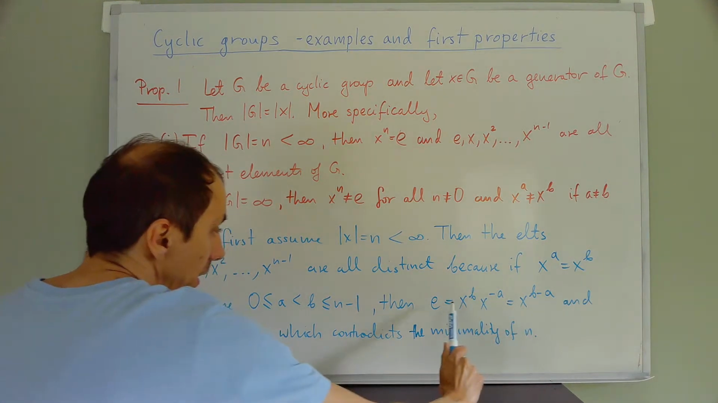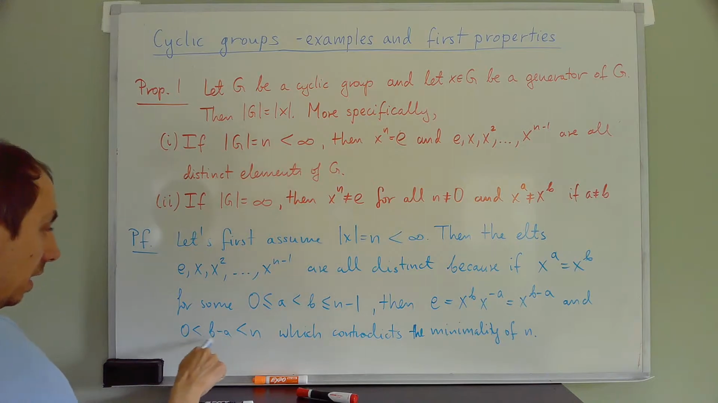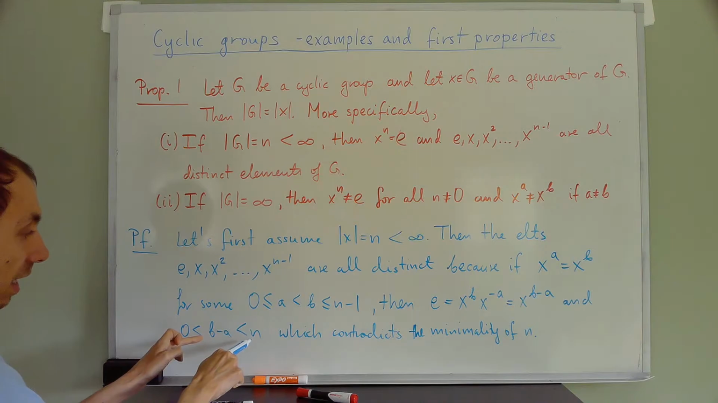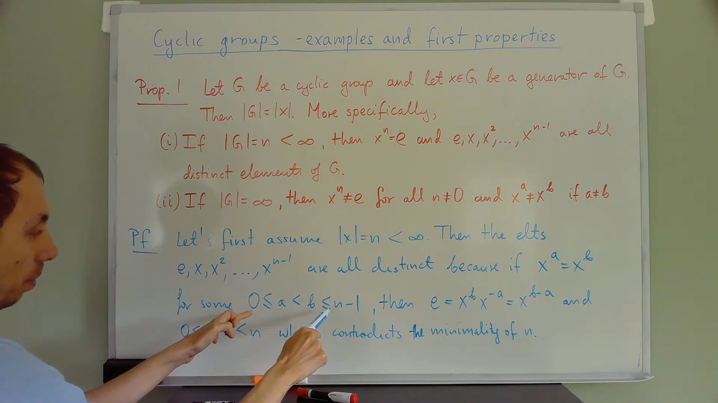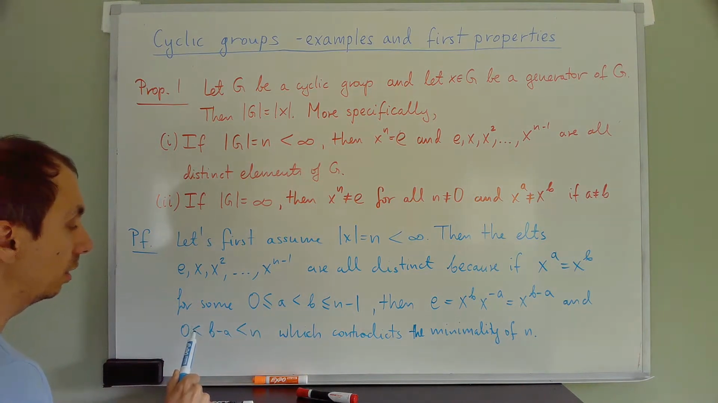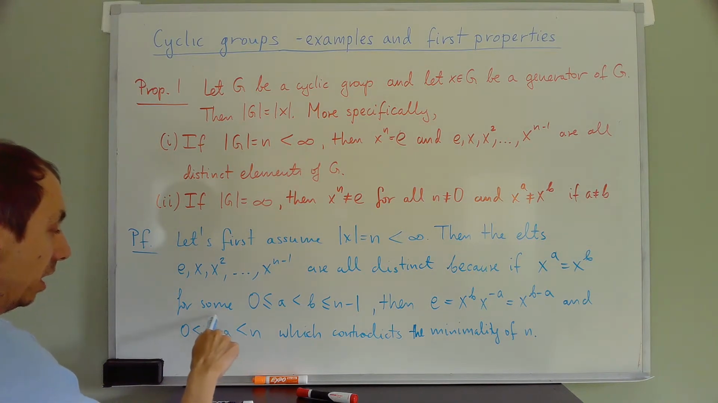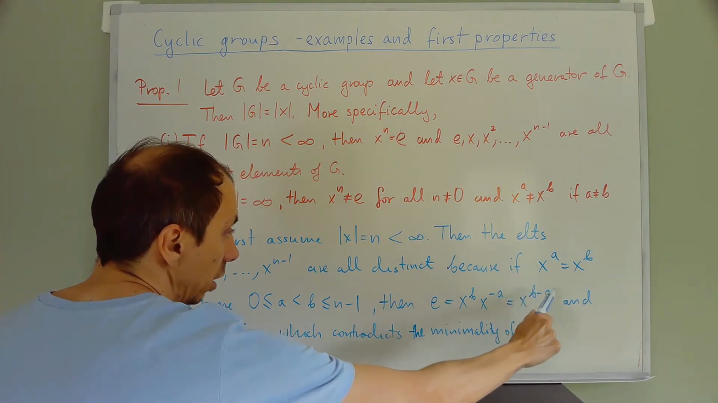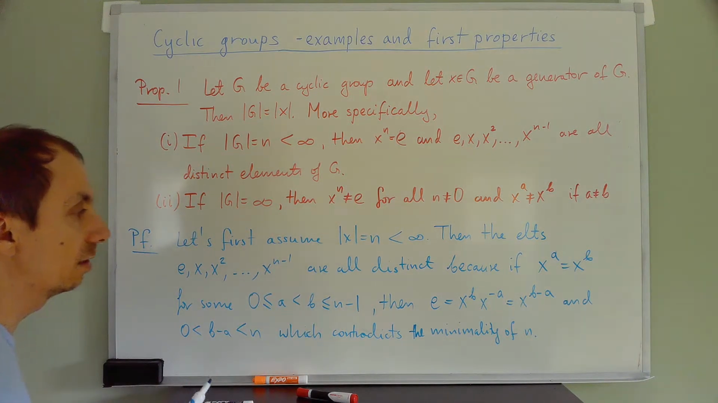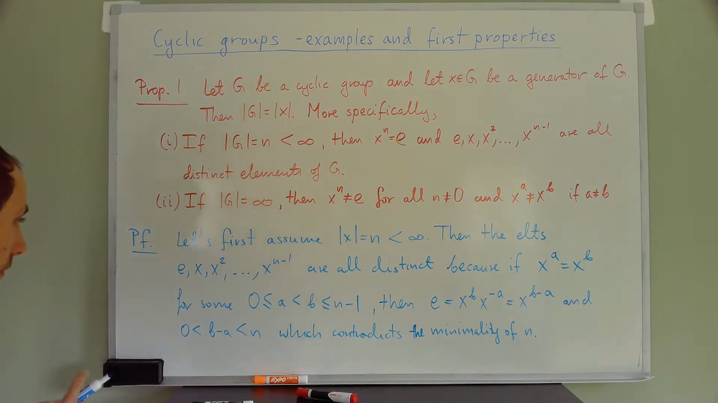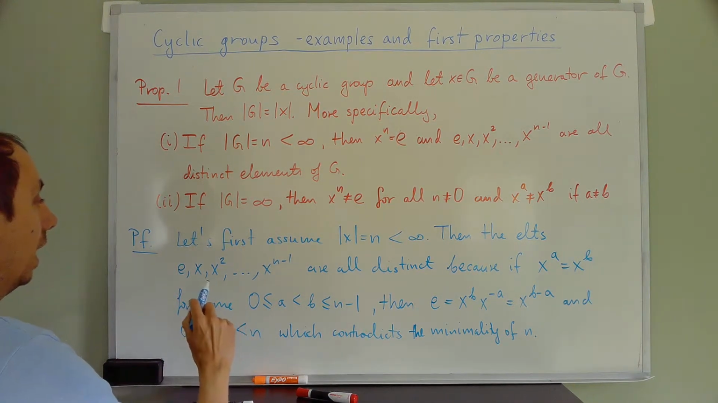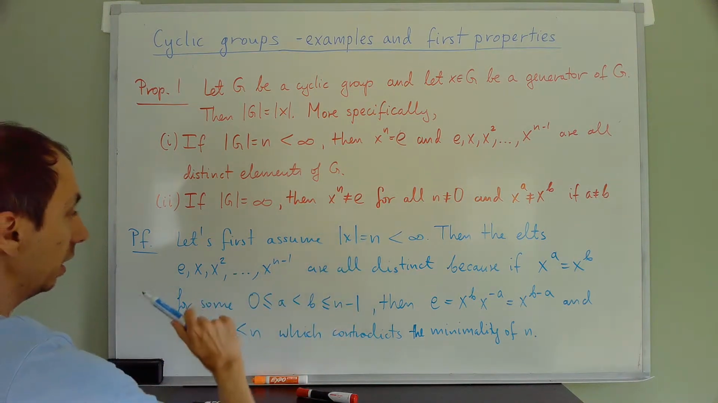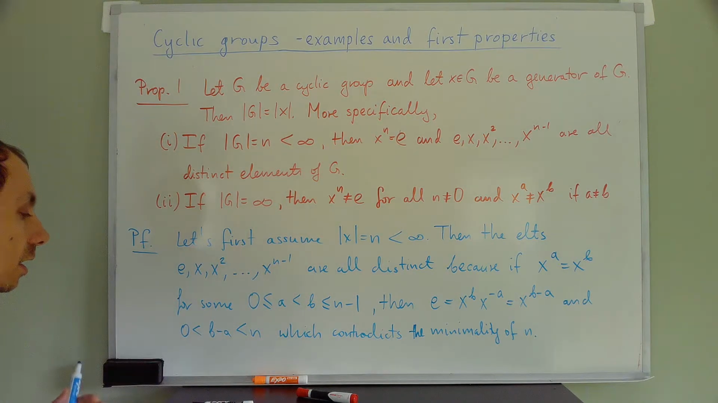Then I get that x to the b minus a is equal to e, and b minus a is strictly bigger than 0 because b is strictly bigger than a, and strictly less than n because the furthest they can be apart is a being 0, b being n minus 1. So that gives me an integer that is strictly smaller than n. So when I raise x to that integer, I get the identity. That contradicts the fact that n was the order. So I know that if n is the order of x, and so it's finite, then these elements are actually all distinct.